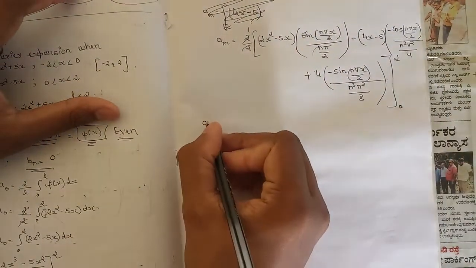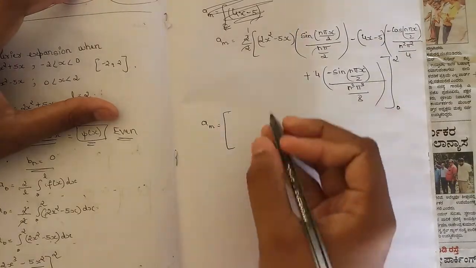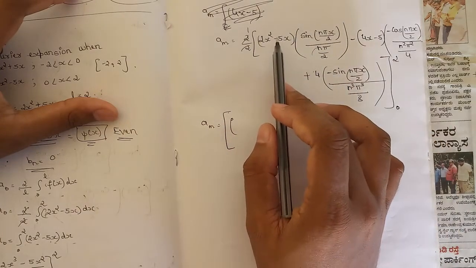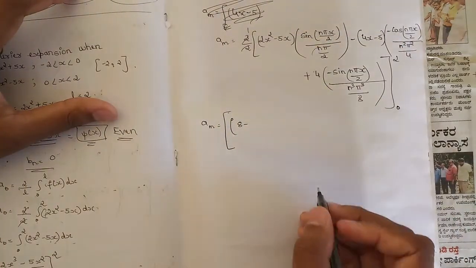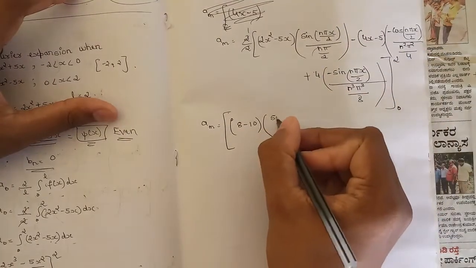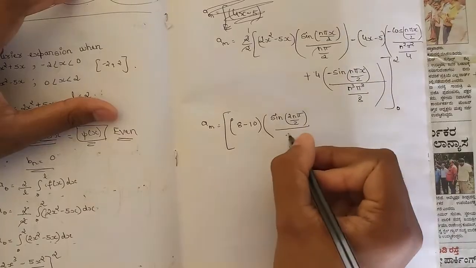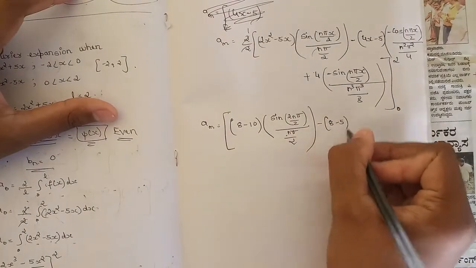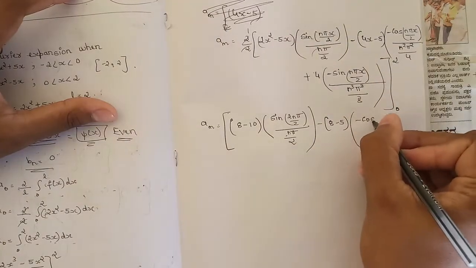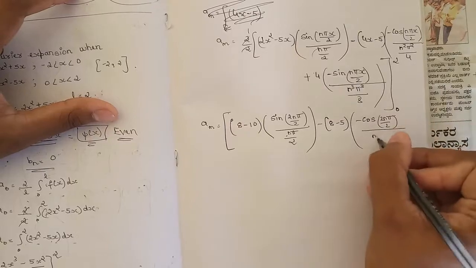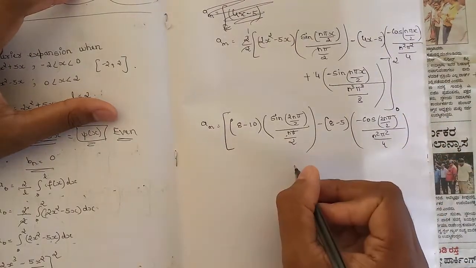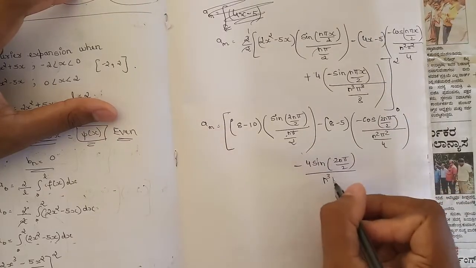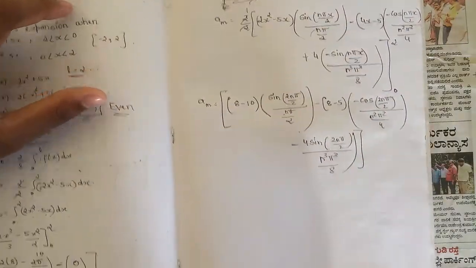So now we'll substitute the limits. 2 by 2 is 1, so we will not write that. 2 into 2 square minus 5 into 2. 2 into 2 square is 4, that is 8, minus 5 2s are 10, sine 2n pi by 2, minus 4 into 2 minus 5, 8 minus 5, minus cos 2n pi by 2 by n square pi square by 4, minus 4 sine by n cube pi cube by 8. This was just the upper limit.